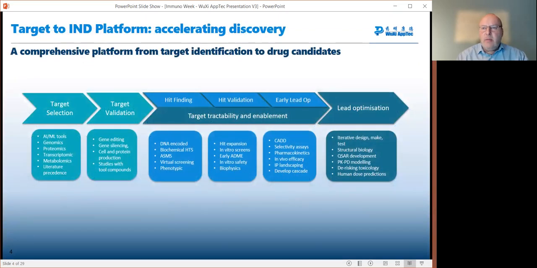Our target to IND platform supports all stages of oncology and immunology drug discovery, from target ID and validation through hit finding, hit expansion, and lead optimization. Along the way, there's a comprehensive suite of tools and technologies that can be accessed according to project needs to accelerate this discovery pipeline. I'll talk about some of these platforms in more detail in the following slides, but the main point I want to make on this slide is the depth of the platform and the wide range of services and technologies available throughout the discovery process.